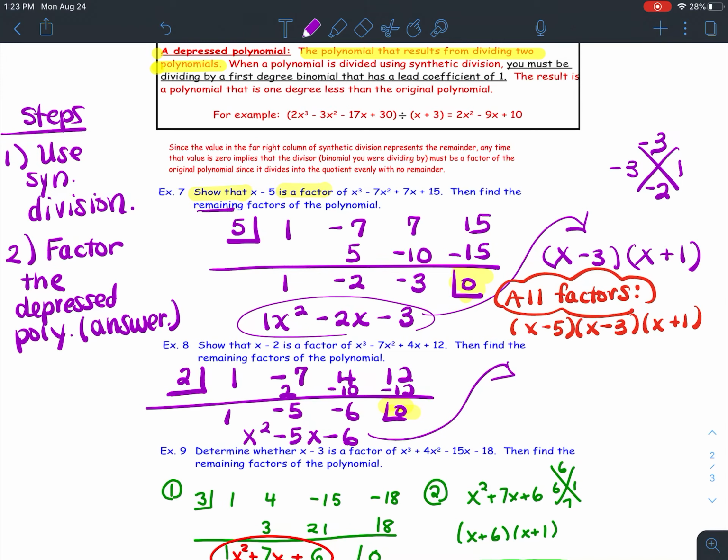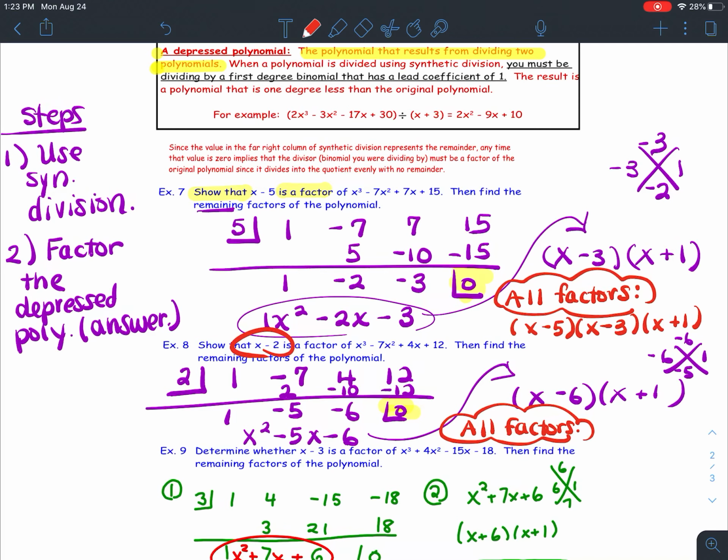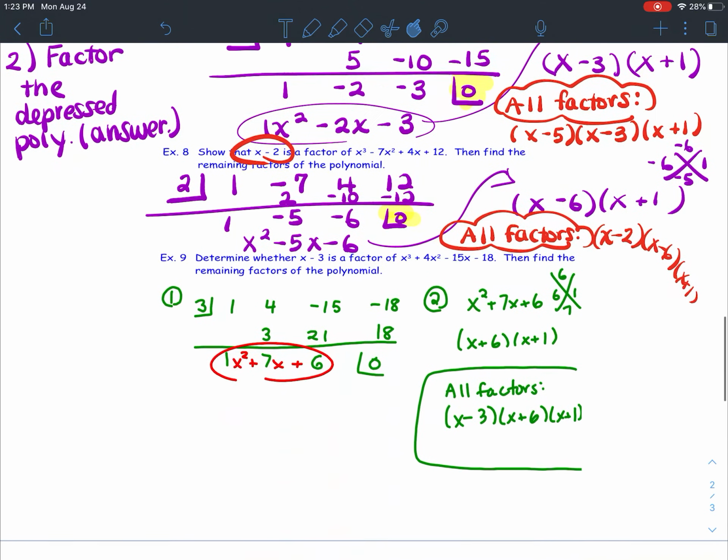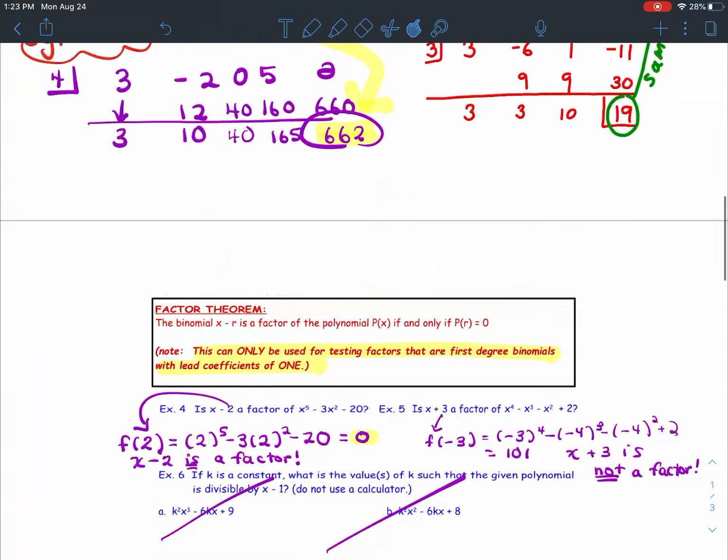Okay, this was third degree, so I'm going to be taking my depressed polynomial, which is second degree. I'm going to factor that further to reveal the other remaining factors. I need two numbers that multiply to be -6, but add to be -5, that would be -6 and +1. And then I'm just going to list all of the factors for this. We want to definitely include the one you were given, x minus 2, and then x minus 6, x plus 1. Those are these two here that we got.